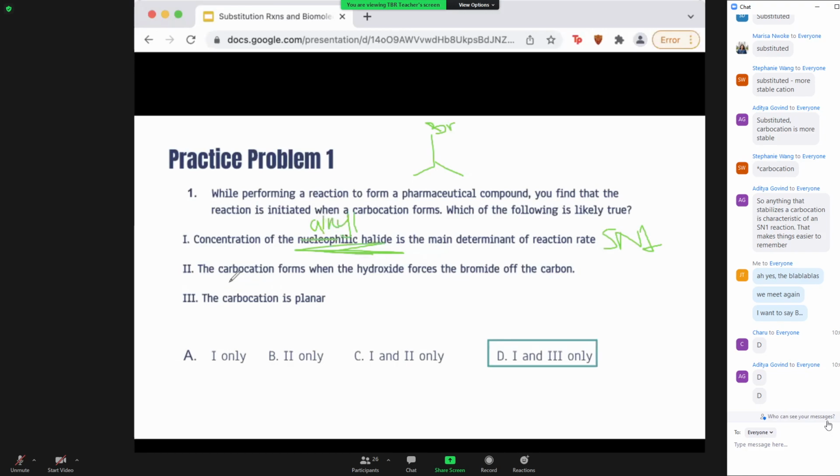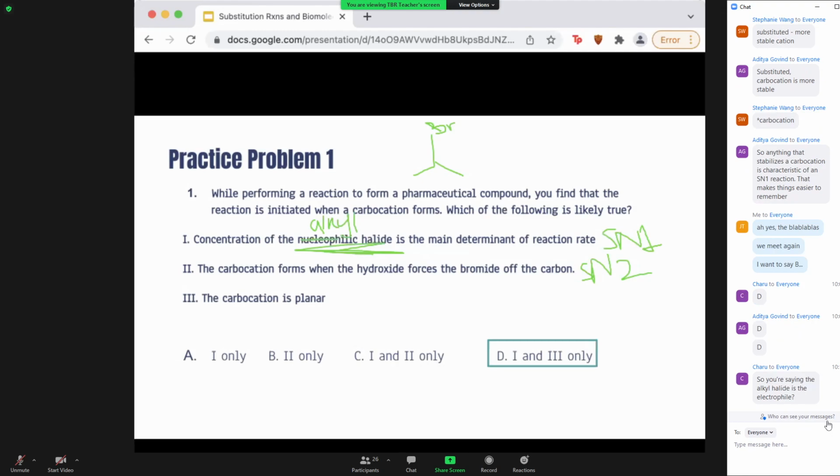The second one, the carbocation forms when the hydroxide forces the bromide off the carbon. This is an SN2 mechanism in which the reaction rate is determined by how much of the electrophile you have. And your electrophile is what forms that carbocation intermediate, which is why it determines the reaction rate. Sorry for confusing that, but essentially how much electrophile you have determines how much carbocation intermediate you can form. Yeah, the alkyl halide is the electrophile. It shouldn't say nucleophilic halide.